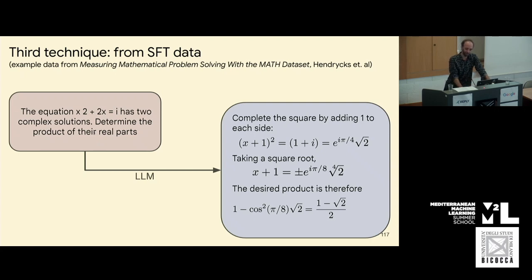Sorry, there's a square missing here. The equation x squared plus 2x is equal to i has two complex solutions. Determine the product of the real parts. And maybe here, actually, as it happens in some examples of that dataset, I have the whole reasoning trace. I don't have just the answer, but I have the reasoning trace. So there is this example in the dataset, complete the square. We don't need to go through the example, but it takes the steps to solve the problem and get the correct answer, which is 1 minus root 2 over 2.